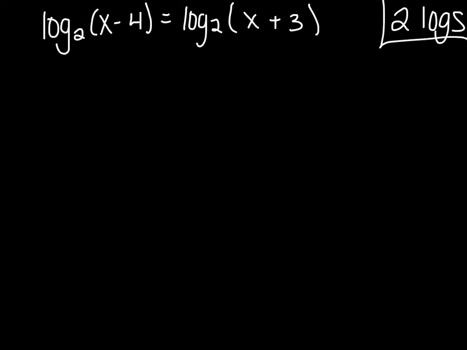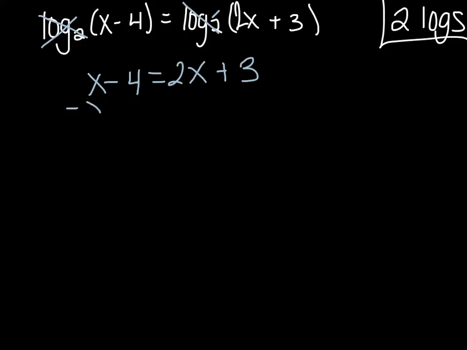Well, what happens if I have one log on each side? Well, the good thing is if I have only one log with nothing extra, the logs cancel. So now I have x minus 4 equals x plus 3, and I'm going to solve, and actually I just made these problems up, so this one's going to have no solution. But suppose this was a 2, so let's change that to a 2 just for purposes of this problem.